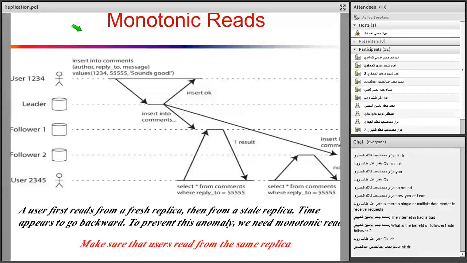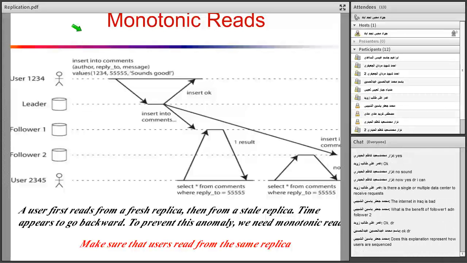Okay, I'm going to talk about another example and another challenge. It's called monotonic read. A user first reads from a replica. In this example, user 1, 2, 3, 4 wants to insert a new row into the comments table. So this is the write query, and this write query is sent to the leader.